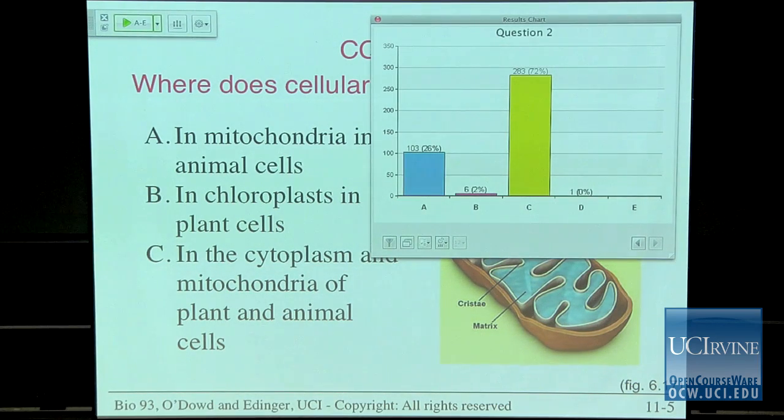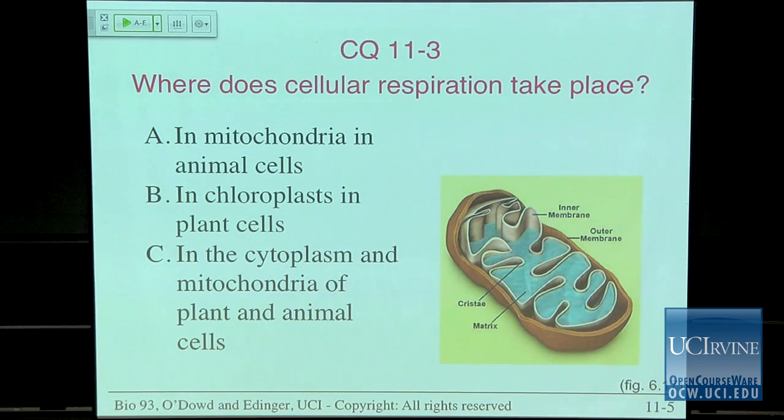Okay, very good. The majority of you got the answer right, which is C. This is to remind you that cellular respiration takes place in the cytoplasm and in the mitochondrion, not only of animal cells, but plant cells. So plant cells use cellular respiration to make ATP as well. They also do photosynthesis, but they have mitochondria by which they make ATP. Okay, so that's really important to remember.